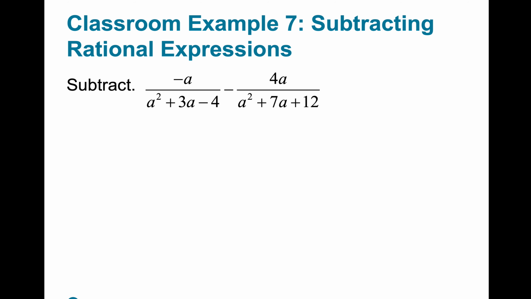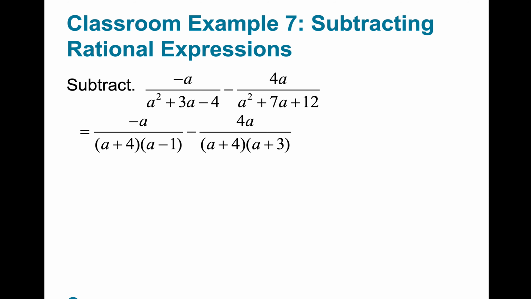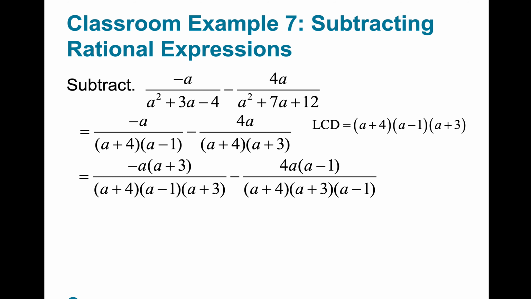Now, what if we want to subtract? Well, this is a little more complicated. I'm going to have to factor both the denominators to really get an idea of what factors are here. It looks like I need to have a plus 4, an a minus 1, and an a plus 3 to get all of my nice factors together. I'm going to go ahead and multiply the top and bottom by what's needed in each fraction to achieve that.